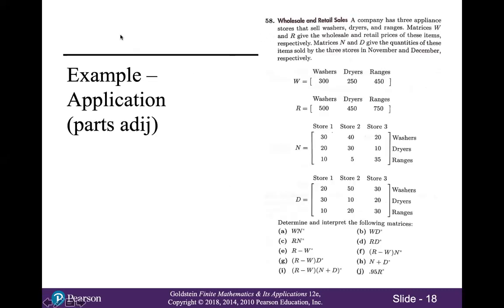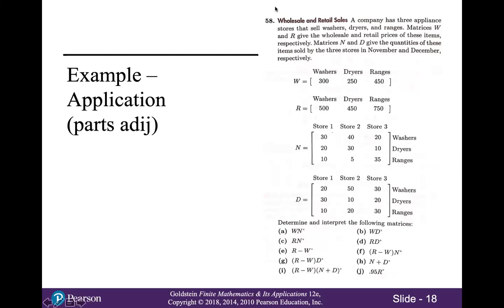All right, for now, let's look at this application problem. A company has 3 appliance stores that sell washers, dryers, and ranges. Matrices W and R give the wholesale and retail prices of these items, respectively. Matrices N and D give the quantities of these items sold by the 3 stores in November and December, respectively. So we're going to do just a few parts of this problem. We will determine and interpret the matrices in parts A, D, I, and J.